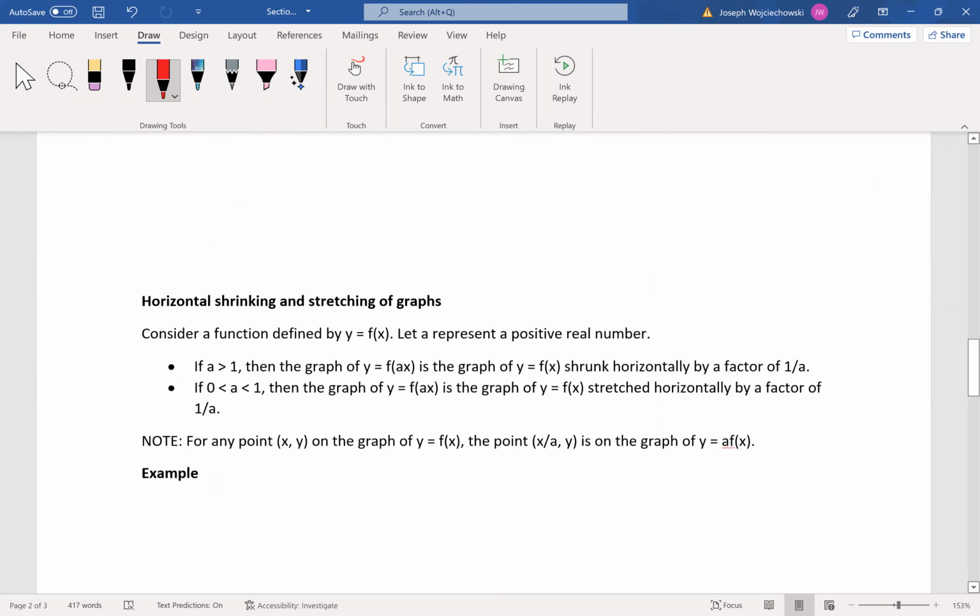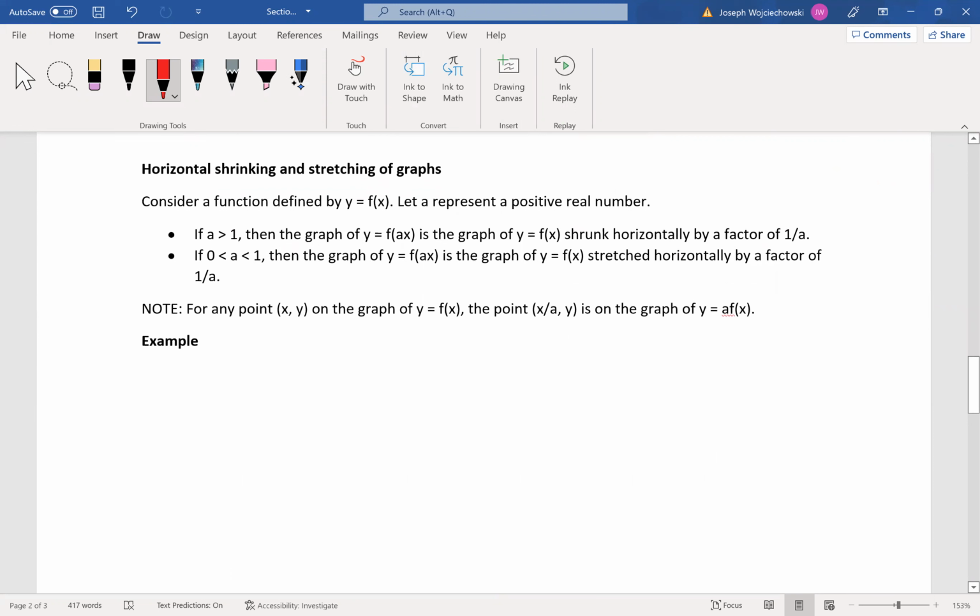Okay, now let's talk about horizontal shrinking and stretching of graphs. Consider a function defined by y equals f of x. Let A represent a positive real number. If A is greater than 1, then the graph of y equals f of A times x is the graph of y equals f of x shrunk horizontally by a factor of 1 over A. So again, this is the reverse of what we did with vertical.